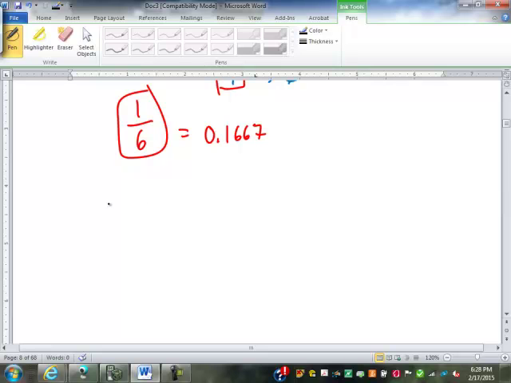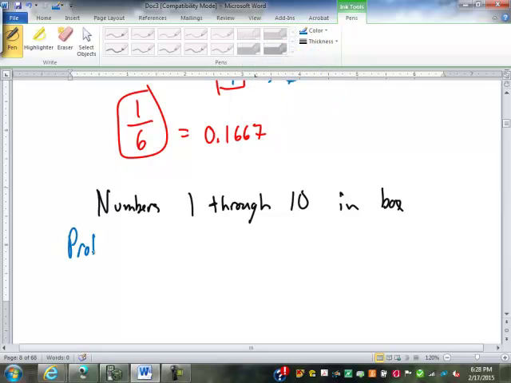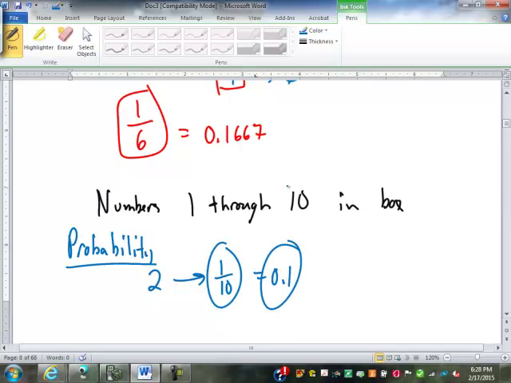If I put the numbers 1 through 10 in a box, put them on ping pong balls or slips of paper or something, throw them in a box, and I reach in and I pull one out, find the probability of drawing out a 2. What's that going to be? There's only 1 two in that box out of 10 possibilities. 1/10. Or 0.1 if we want to put it as a decimal. Either one would be acceptable.